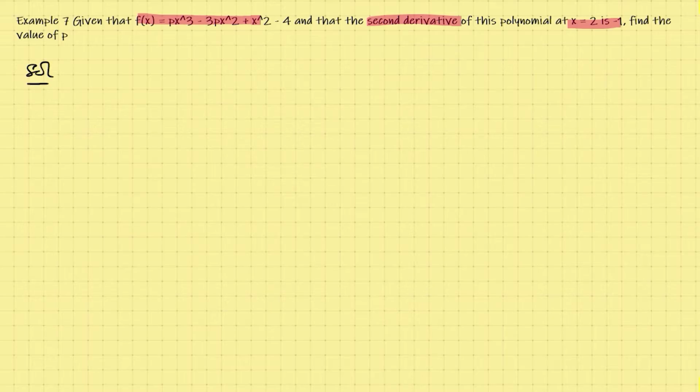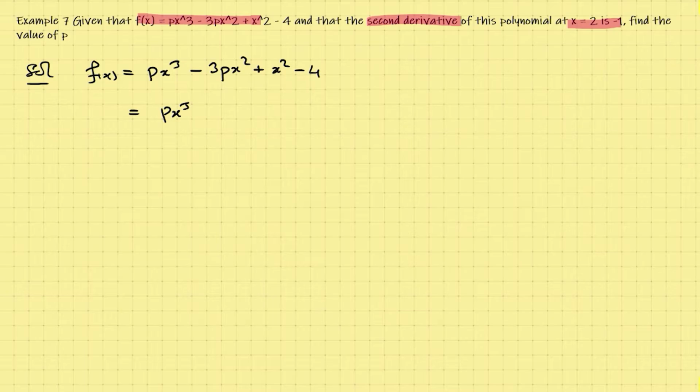So let's write the cubic down. So f of x is actually equal to px cubed minus 3p x squared plus x squared minus 4, right? Where p is some number. So we're going to have to work out the second derivative. Before I just jump in and work out the second derivative, I think it's important to be able to collect the terms and express this in the right sort of way.